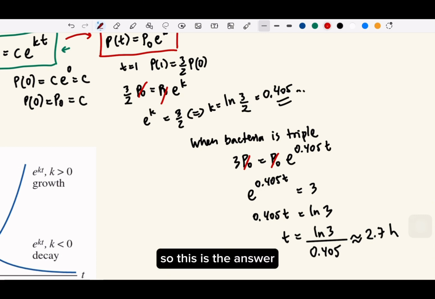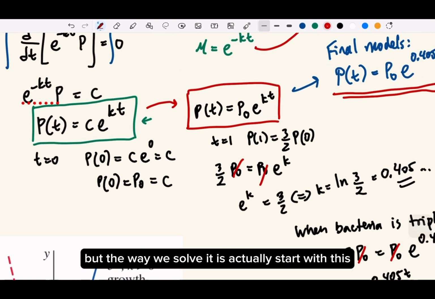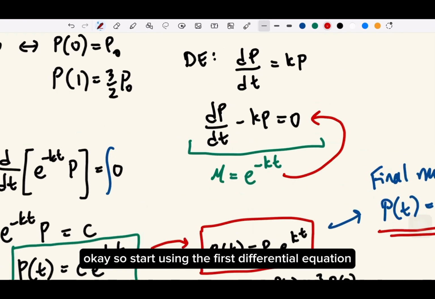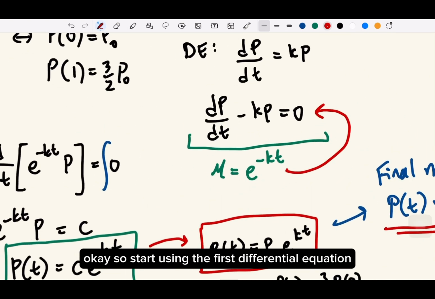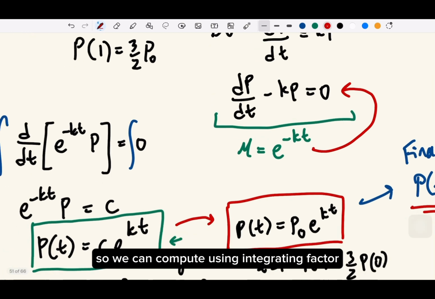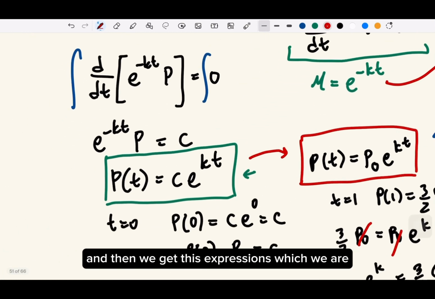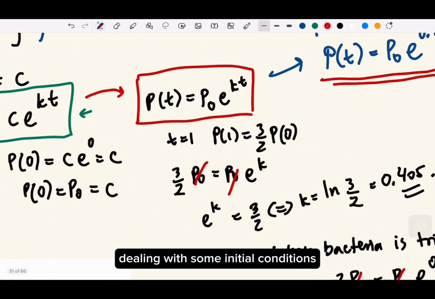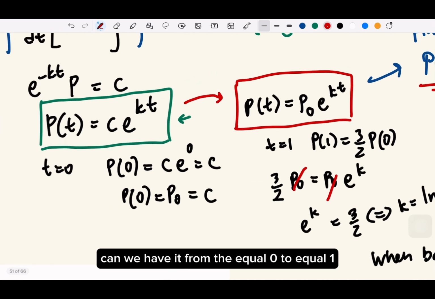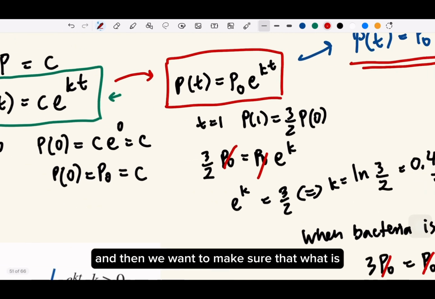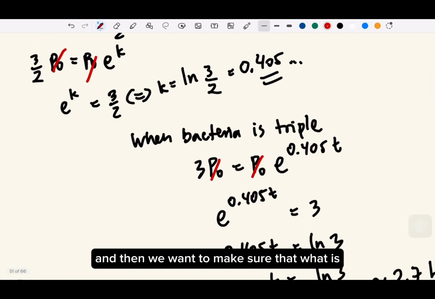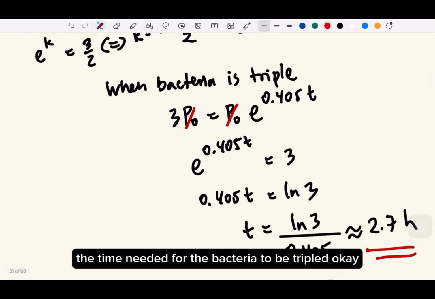so this is the answer, but the way we solve it is actually start with this. We start using the first order differential equation, and it's linear, so we can compute using an integrating factor, and then we get these expressions, dealing with some initial conditions. We have it from t equals 0, t equals 1, and then we want to find the time needed for the bacteria to be tripled.